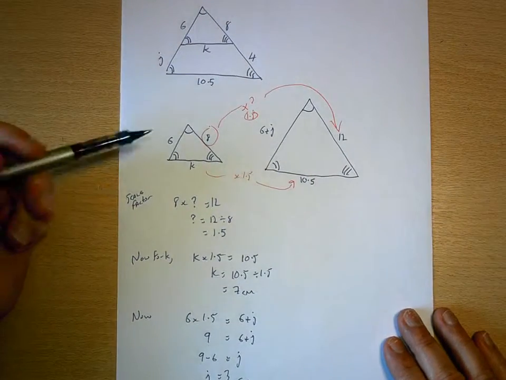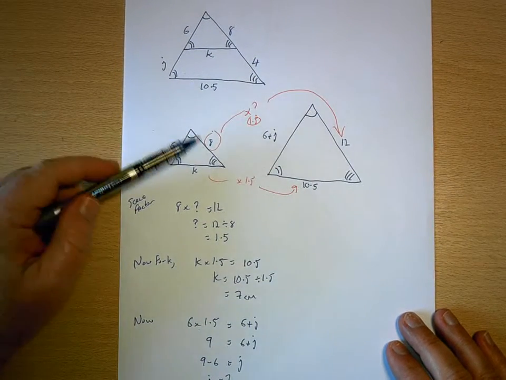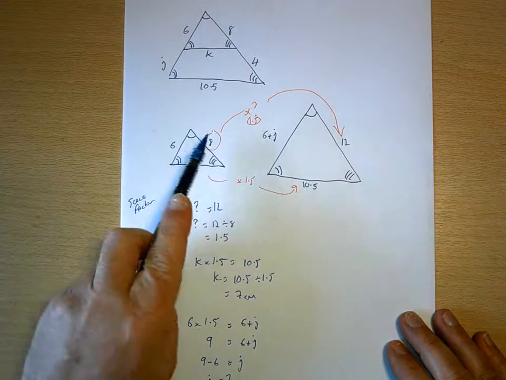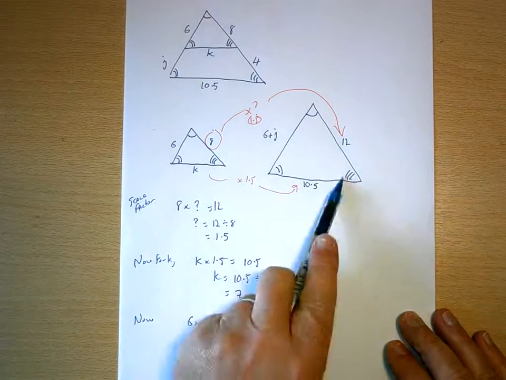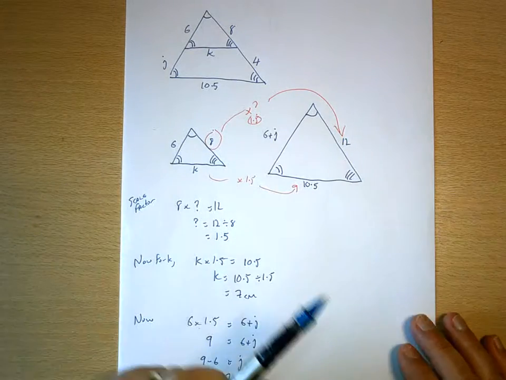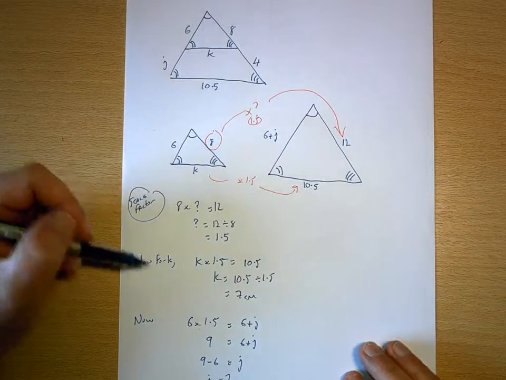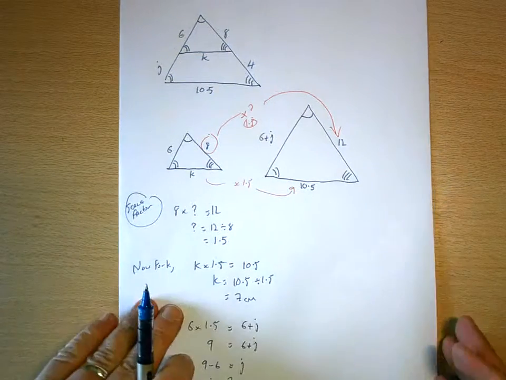So that's the step you have to do with similar triangles. First of all, you have to make sure you've lined up your triangles so that all the angles correspond, and then you know it's the right sides that correspond. Find the scale factor, and then use the scale factor with the other corresponding sides.